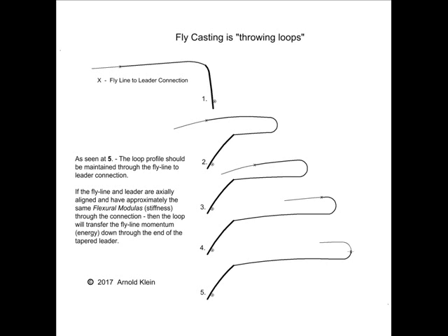If the fly line and leader are axially aligned and have approximately the same flexural modulus or stiffness through the connection, then the loop will transfer the fly line momentum energy down through the end of the tapered leader. This is referred to as turning over the leader.